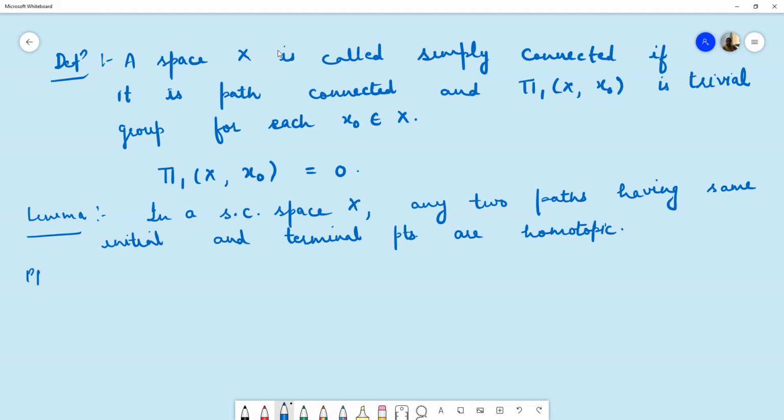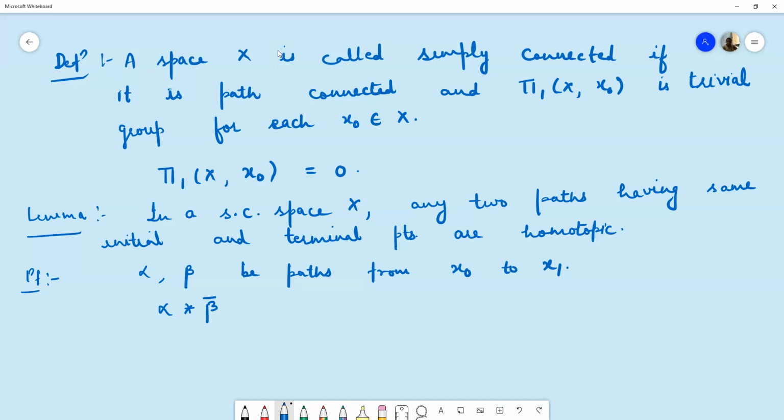So let us prove this. Let us take any two paths alpha and beta with the same endpoints, say x0 and x1. Then we define the path alpha star beta bar, where beta bar is the reverse of path beta.